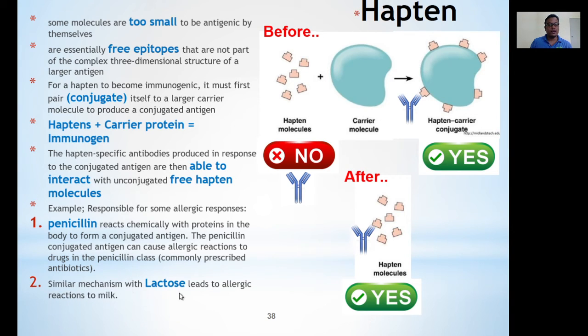Second, people who are allergic to milk have a similar mechanism with lactose, where lactose combines with carrier proteins to become a conjugated antigen, so the body produces antibody to the lactose. The second time the person drinks milk, the body already has antibody against the lactose in that milk. This will lead to an immune response. So an allergic response is actually an immune response.